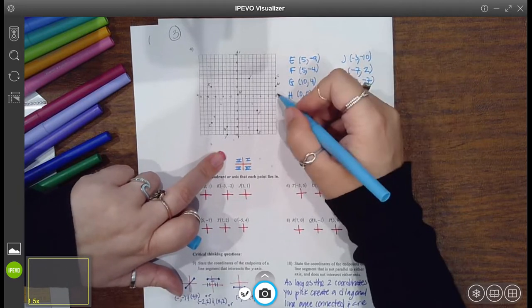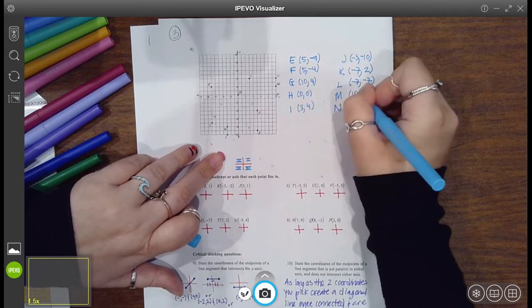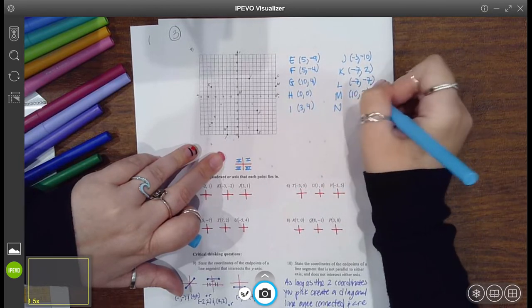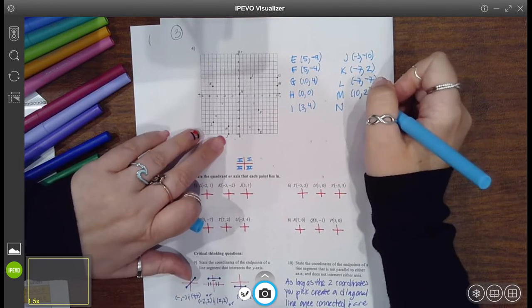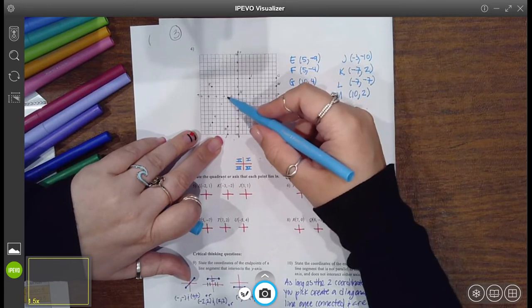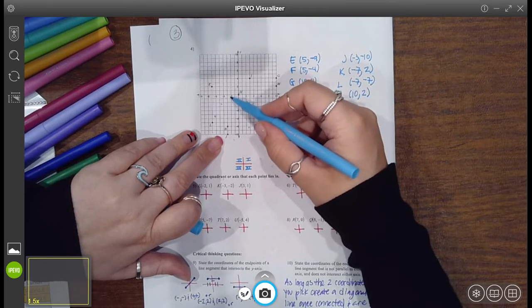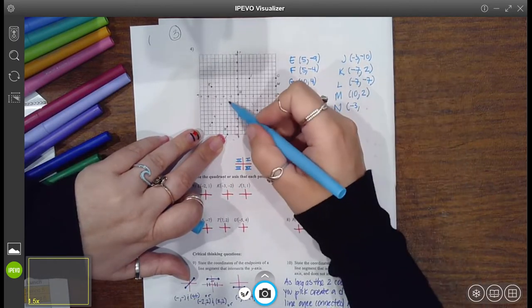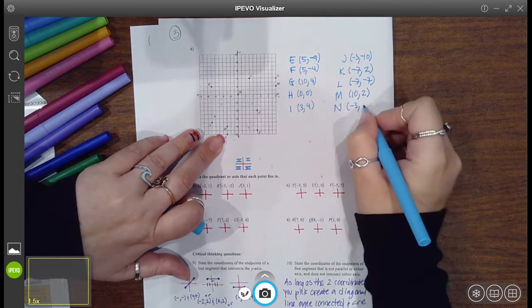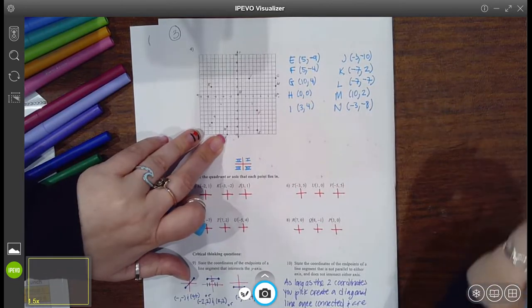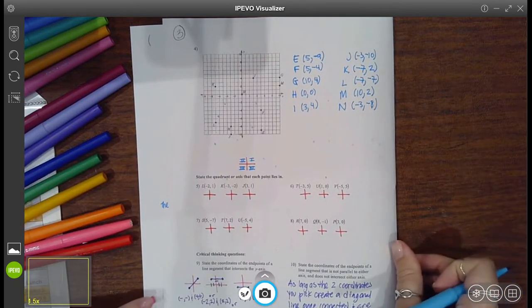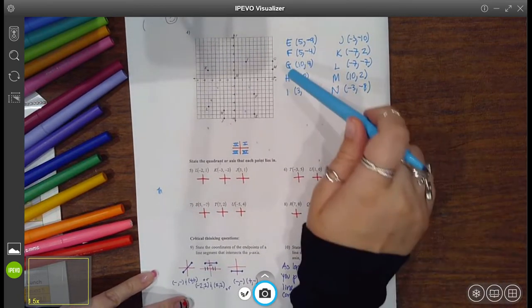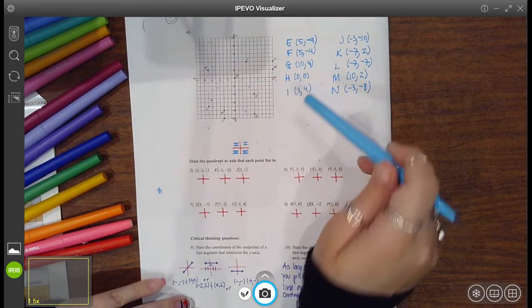M over here went all the way to the right, 10, and up 1, 2. And N went to the left in between 2 and 4, so 1, 2, 3, -3, and down all the way to -8. All right. So now you've both graphed points yourself and then labeled when they graph them, you gave the coordinate value.